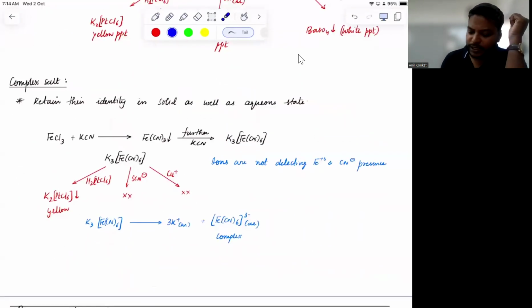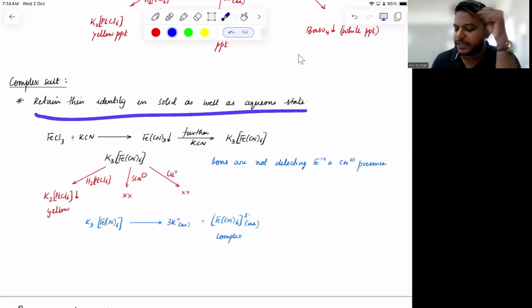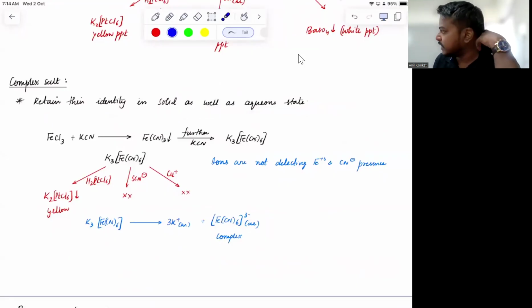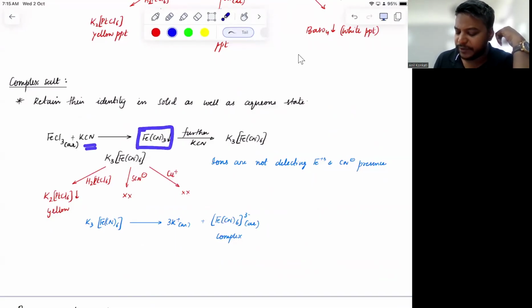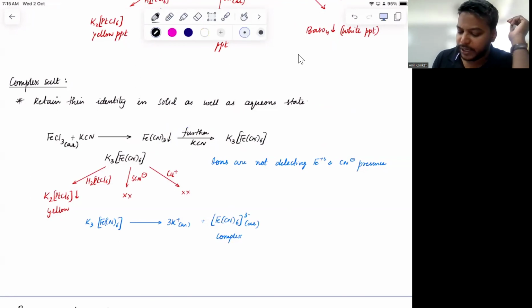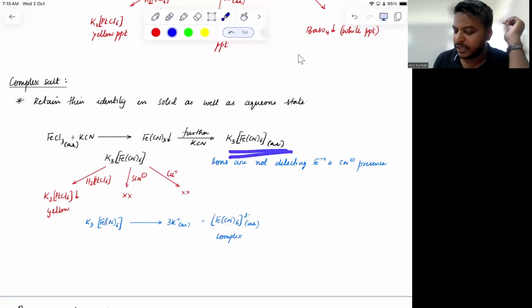A complex salt is the one which will retain its identity in solid state as well as the aqueous state. For example, if I take FeCl3 aqueous solution and add KCN to it, first it will start becoming Fe(CN)3 precipitate. And as you keep further adding KCN, it will convert into a colored aqueous complex.